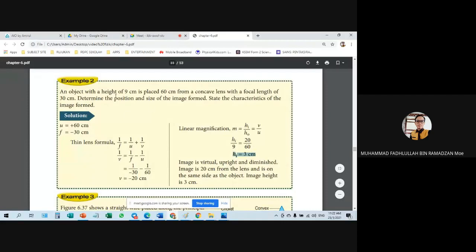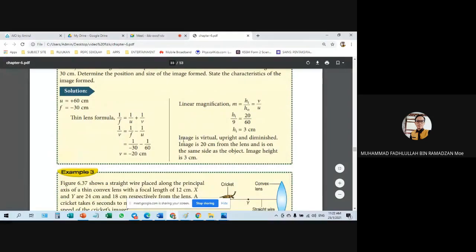So compare dengan dia punya object. The height of the object is 9 cm. So mana lagi besar? Of course object. And then kita beritahu dekat sini, image is virtual, upright and diminished. Okay, kalau virtual upright lah and diminished. And then kita boleh bagi tahu dekat sini, the image is 20 cm from the lens and at the same side as the object. Sebab dia virtual kan. And image height is 3 cm. Dapat dekat sini lah. Ni you kena explain habis yang dekat sini.